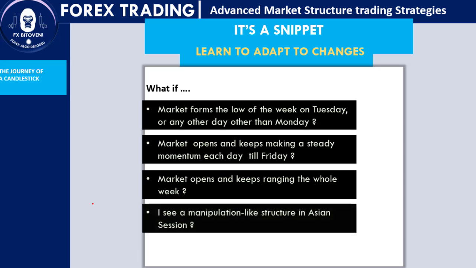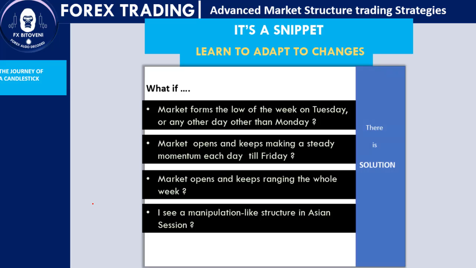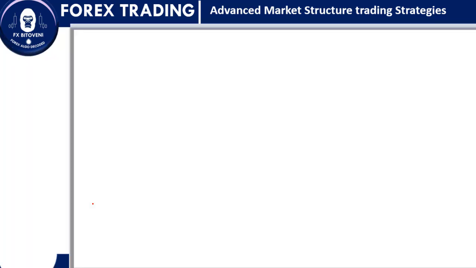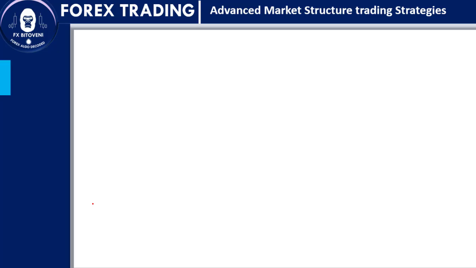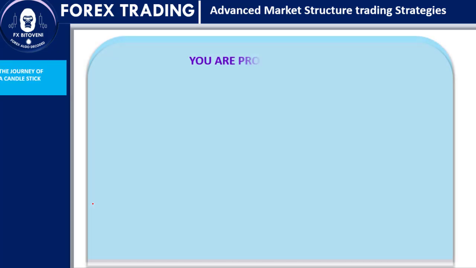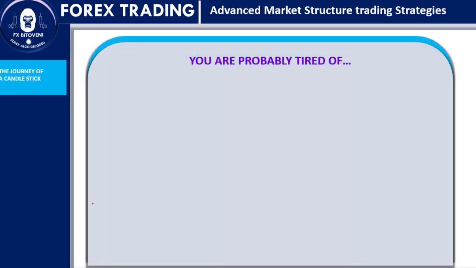What if I see manipulation like structure in the Asian session? For example, there are sometimes you will find a structure that looks like a manipulation in the Asian session. What can you do? There is always a solution for that. And it's something you have to keep in your mind.